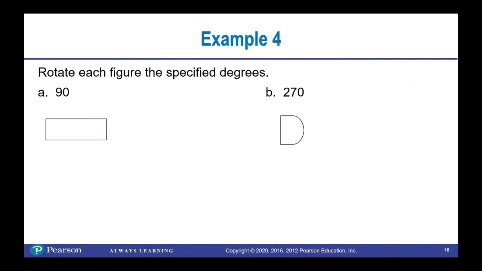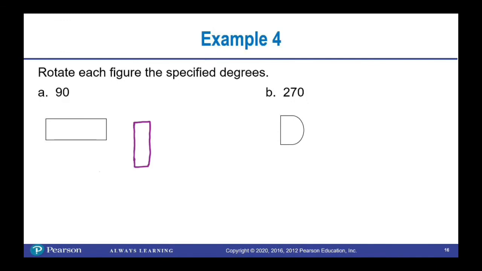In example 4, we're just asked to rotate the specified degrees. We're not given a center. And because we're not told clockwise or counterclockwise, we always assume counterclockwise unless it's specified. So 90 degrees counterclockwise in part A turns that rectangle up and down. In part B, we have 270. Well, 270 is a little bit more difficult to see, so I'm going to rotate it in stages.